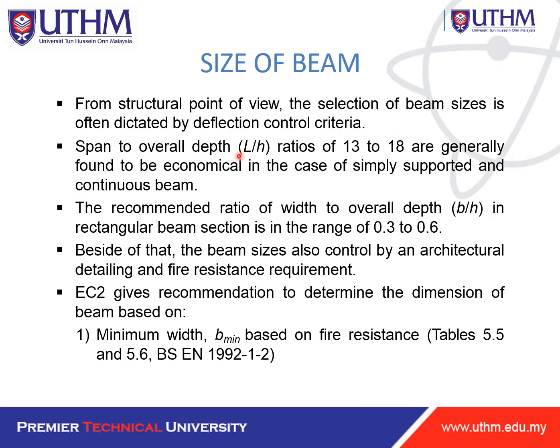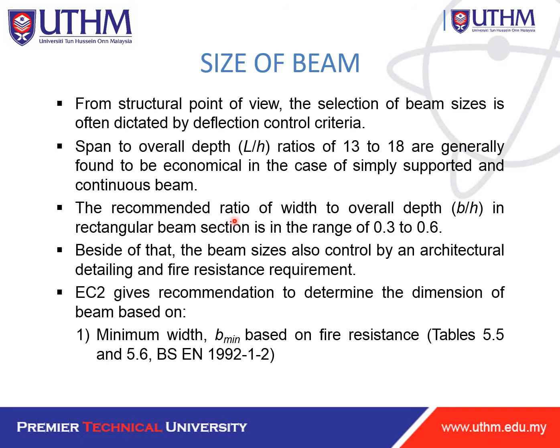Span to overall depth, L over h ratio, of 13 to 18 is generally thought to be economical in the case of simply supported and continuous beams. So we take the middle, normally we will take about 15. How to get this was also already taught before in the preliminary beam size analysis.